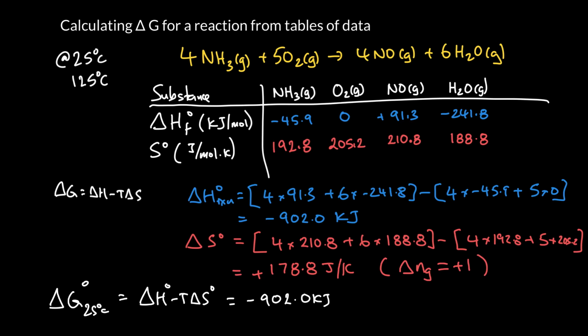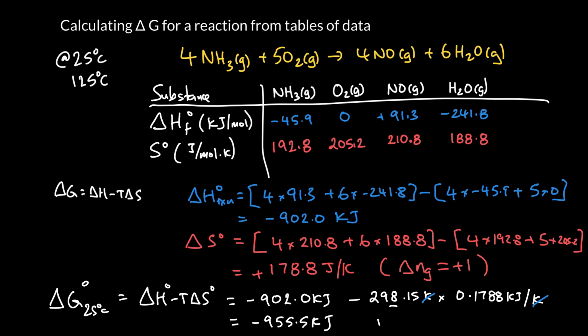So minus 902.0 kilojoules minus the temperature. 25 degrees C is 298 Kelvin, 298.15 if you want to be technical, times delta S. So 178.8 joules is 0.1788 kilojoules per Kelvin, because I just divide by 1,000. So the Kelvin cancel out, and I'm left with kilojoules and kilojoules. So I can subtract kilojoules from kilojoules. I get minus 955.5 kilojoules.